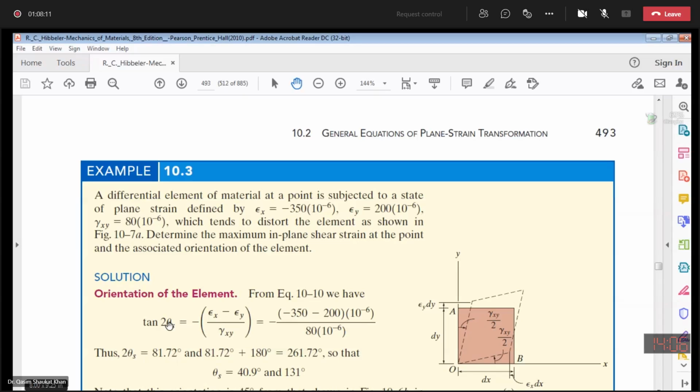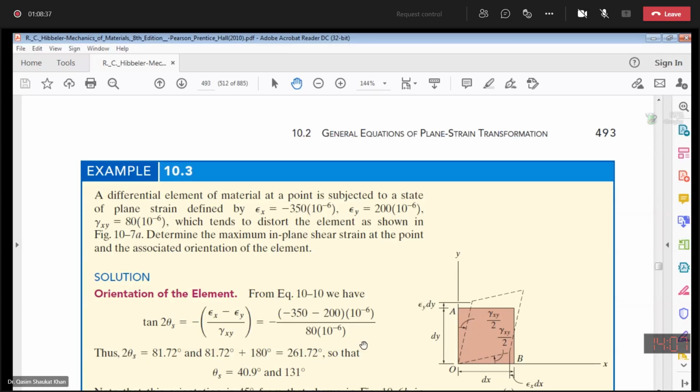81.7 degrees. And the other one will be 261.7. So theta s values will be 40.9, and basically it should be 130.9. Okay, 40.9 and 130.9.